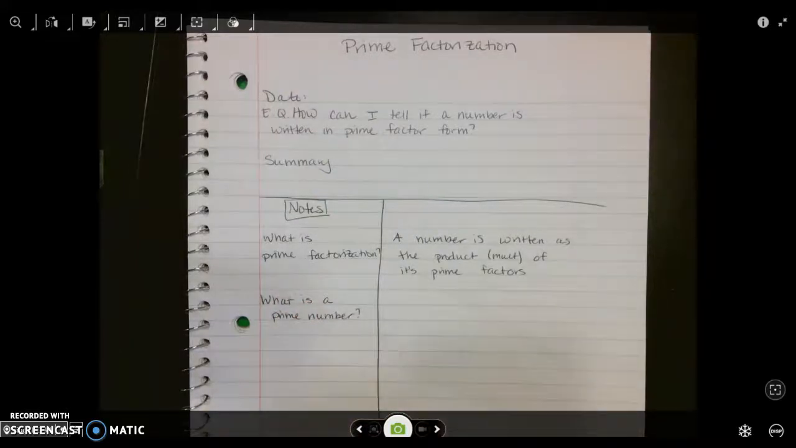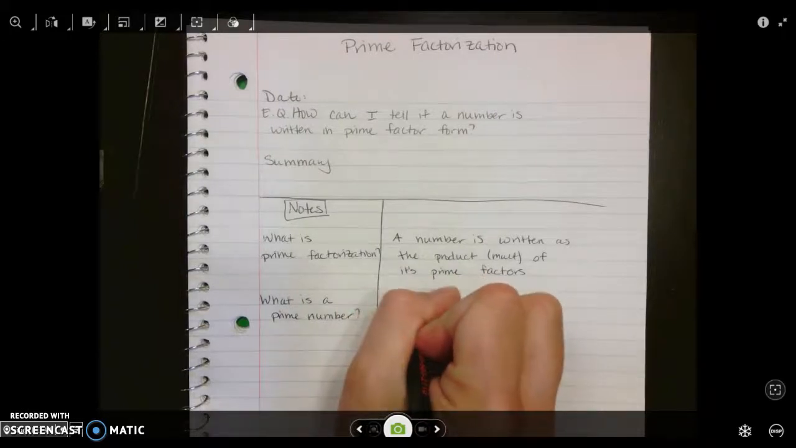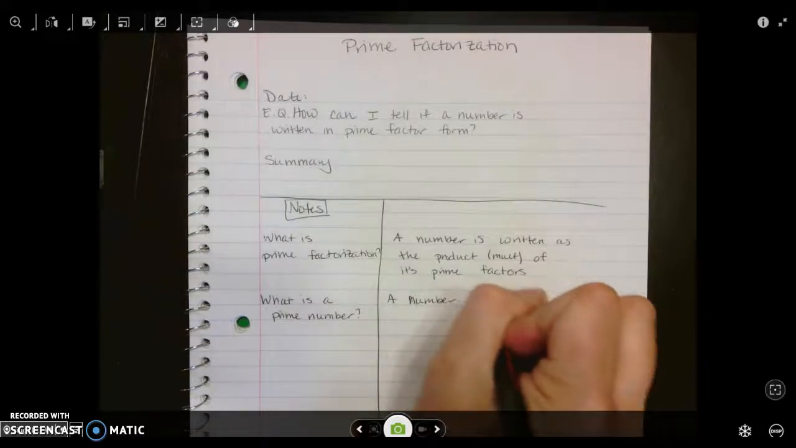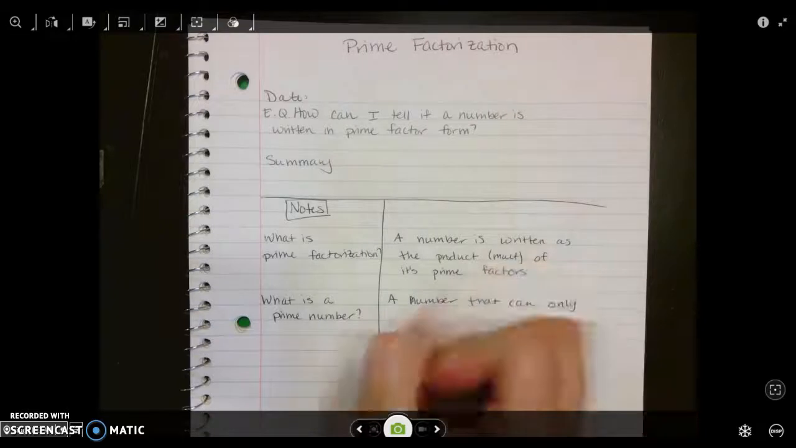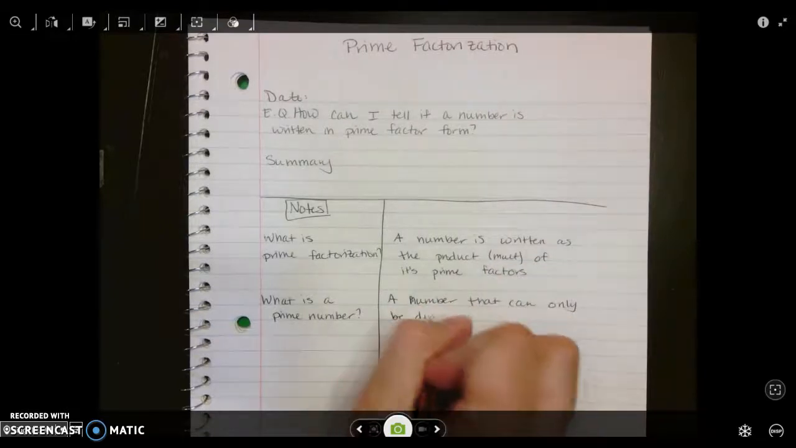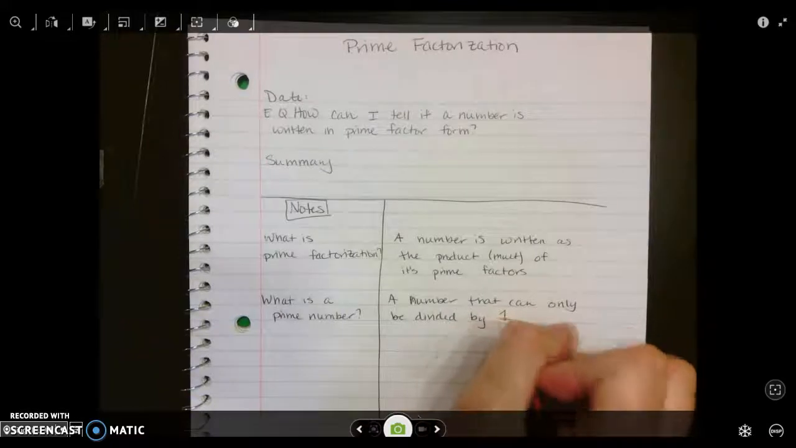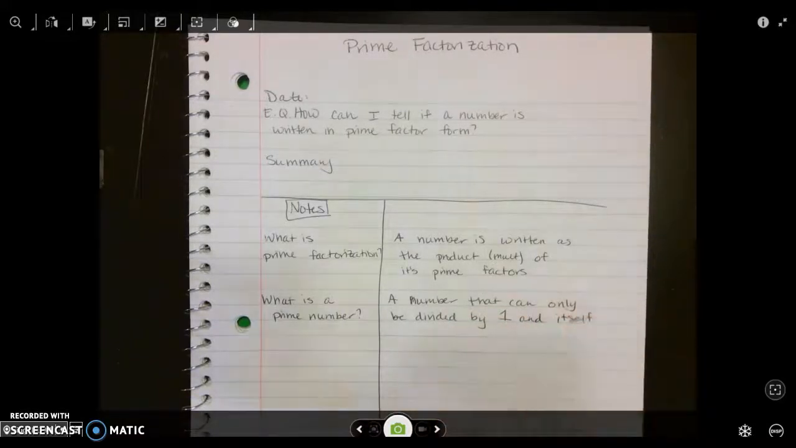A prime number is a number that can only be divided by 1 and itself. So if I think about all the numbers that multiply to get me that number, the only ones I can think about are 1 and then the number itself.